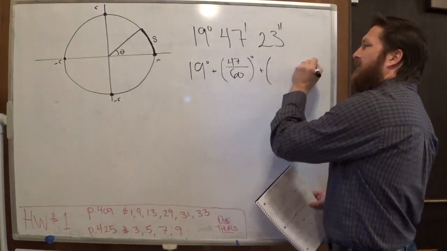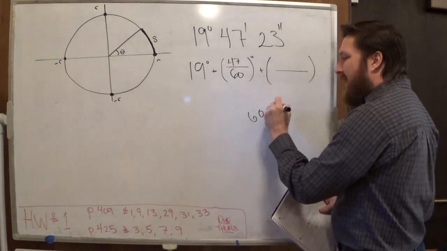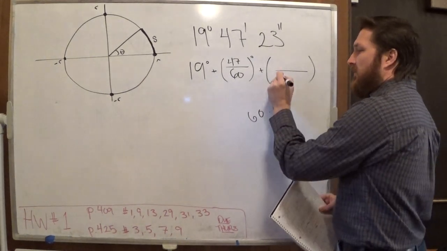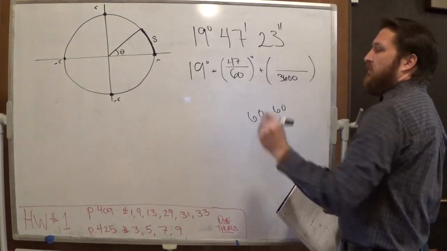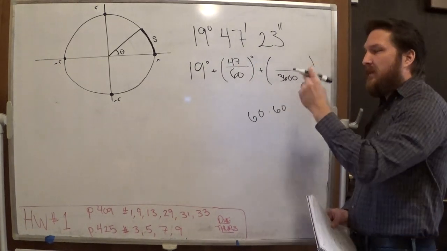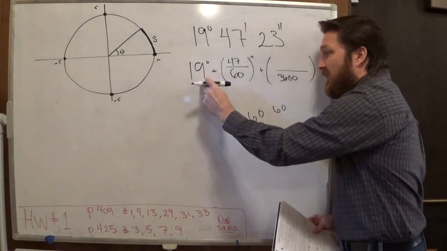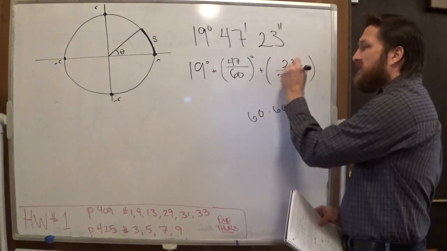And then how many seconds are in a minute? 60. So it would be 60 times 60, or in other words, 3,600 seconds in an hour. Same thing, 3,600 seconds in a degree. And so you would do this type of thing.